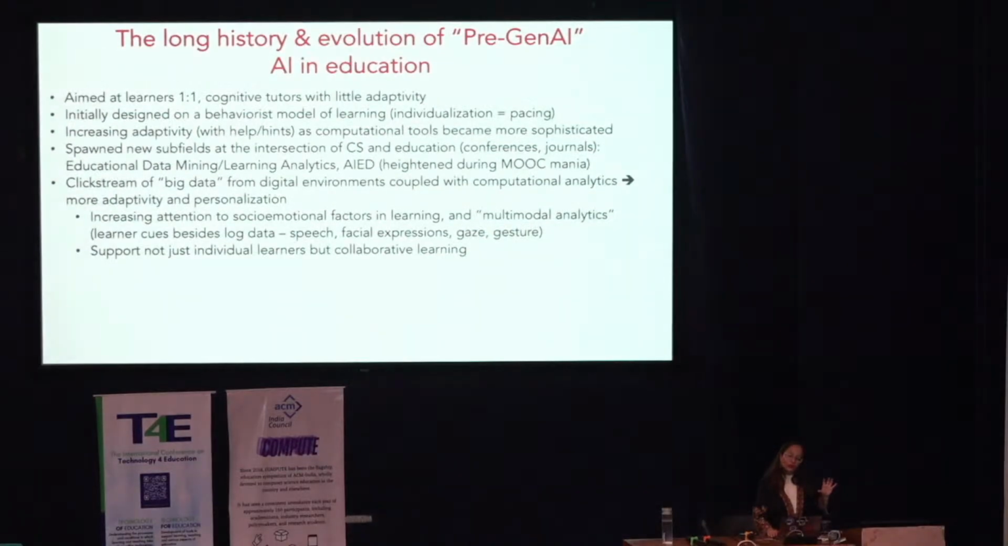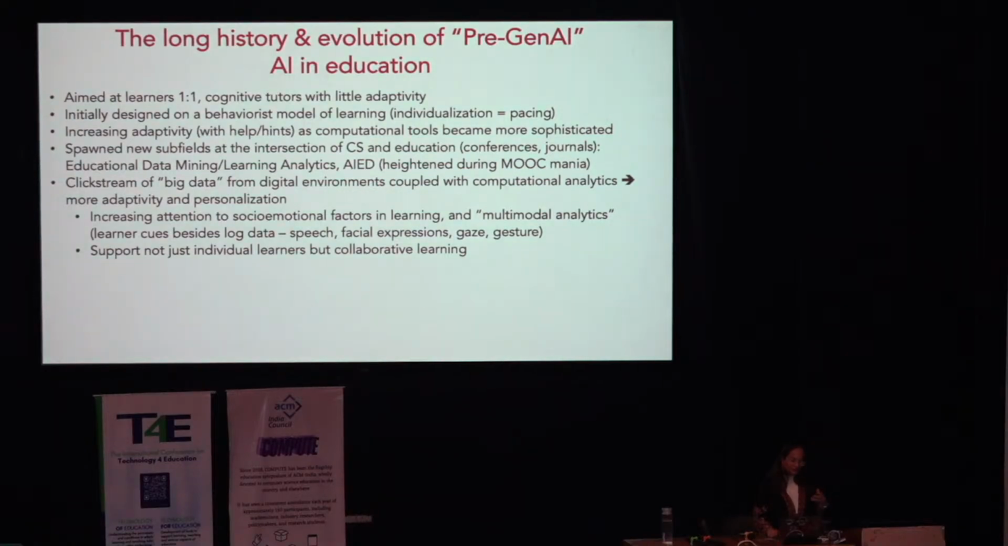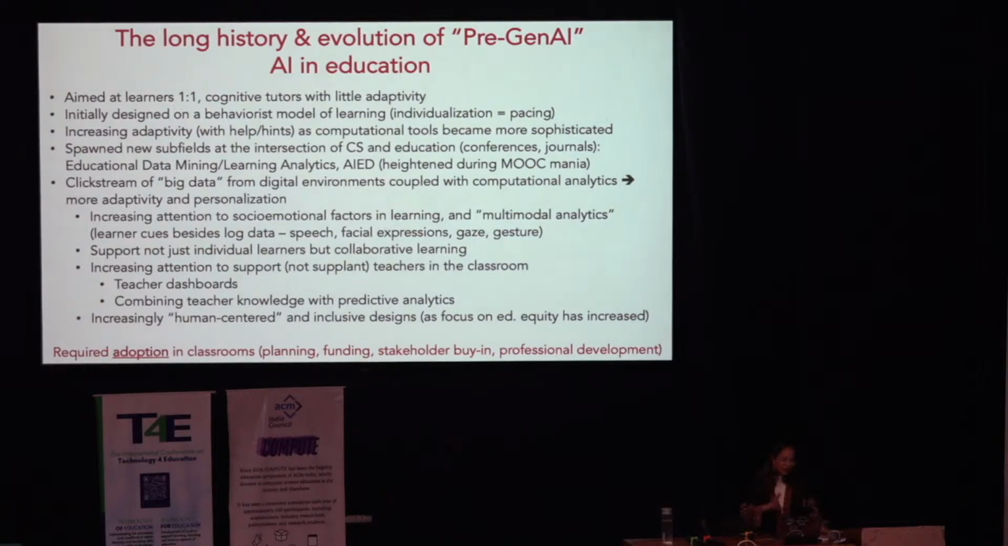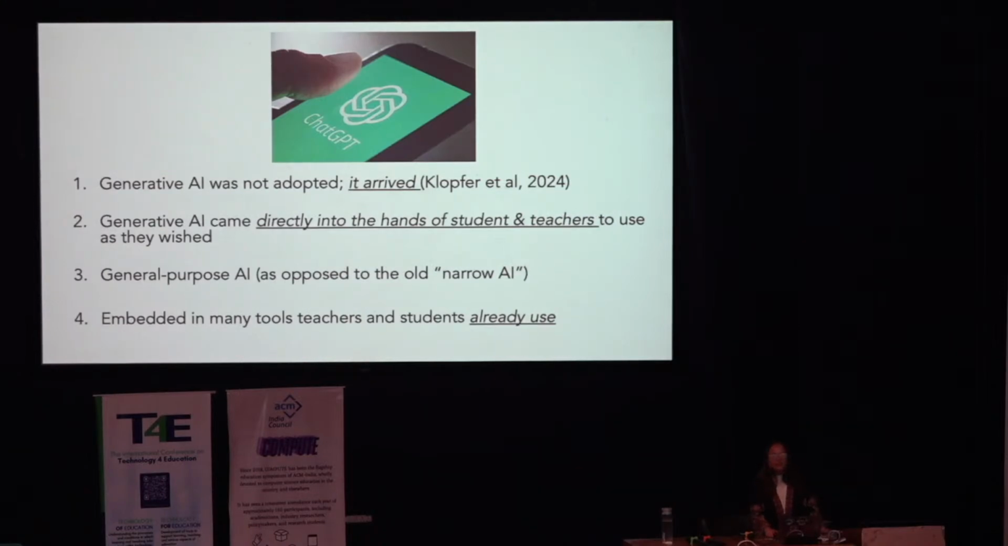And support was not just for individual learners now, but for collaborative learning, with increasing attention to support, not to replace, teachers in the classroom, with teacher dashboards combining teacher knowledge with predictive analytics. It has increasingly become human-centered with inclusive designs as focus on educational equity has increased. But all of this required adoption. It was slow. It required planning, funding, stakeholder buy-in, professional development. And in contrast, generative AI arrived. It's an arrival technology. Just like mobile phones, it came directly into the hands of students and teachers to use as they wished.